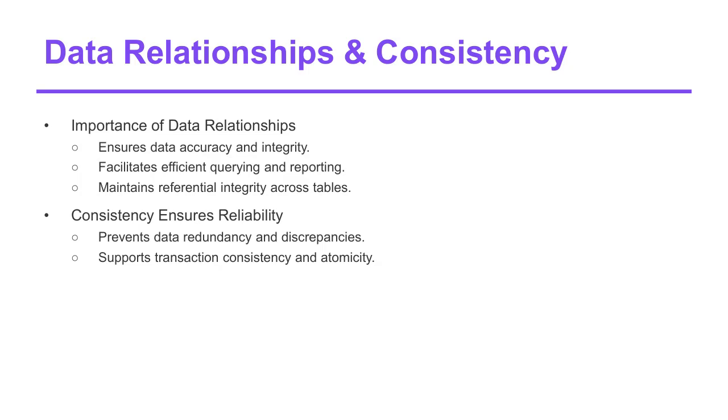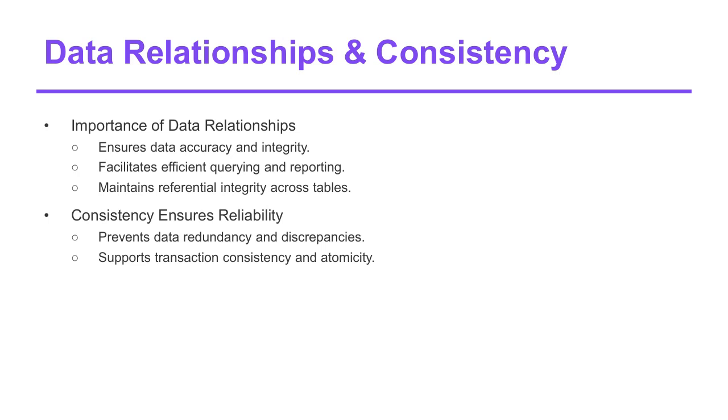together. Data relationships play a crucial role in ensuring that our data remains accurate and reliable. By defining clear links between tables, these relationships help maintain data integrity and make querying and reporting more efficient. Referential integrity, which enforces these connections, prevents issues like orphaned records and keeps our data consistent across related tables.